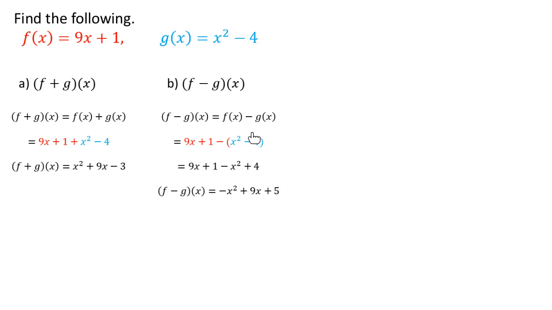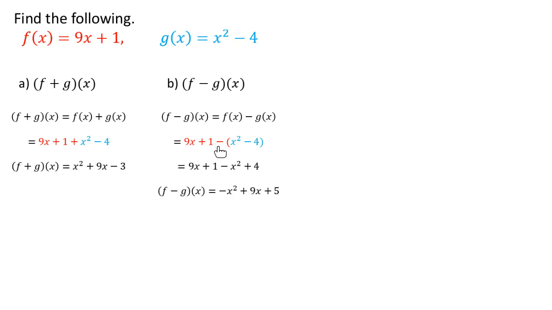Okay. All right, let's do another one. Let's go ahead and subtract function g from function f. The syntax for this is f minus g of x, and again we will do this straightforward. f minus g is just subtracting function g from function f. So again, function f is 9x plus 1.